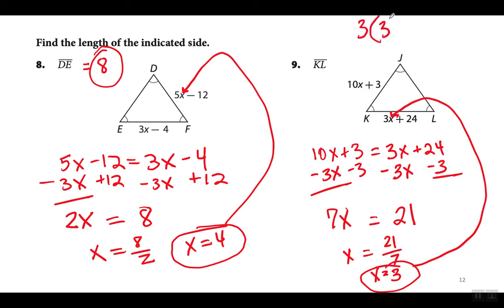So 3 times 3 plus 24, that's going to be 3 times 3 is 9. 9 plus 24 is 33. So the answer is 33.